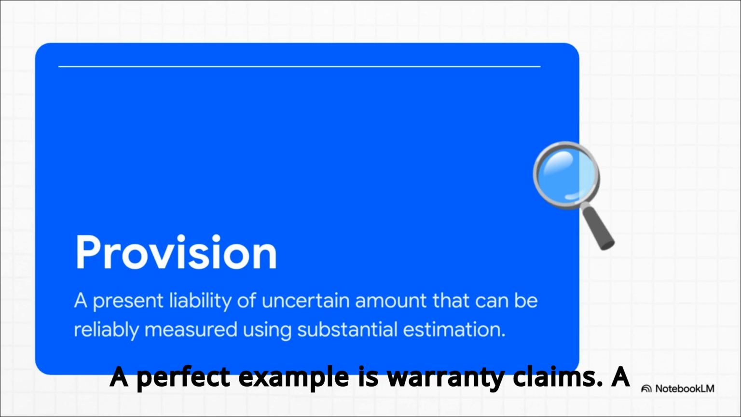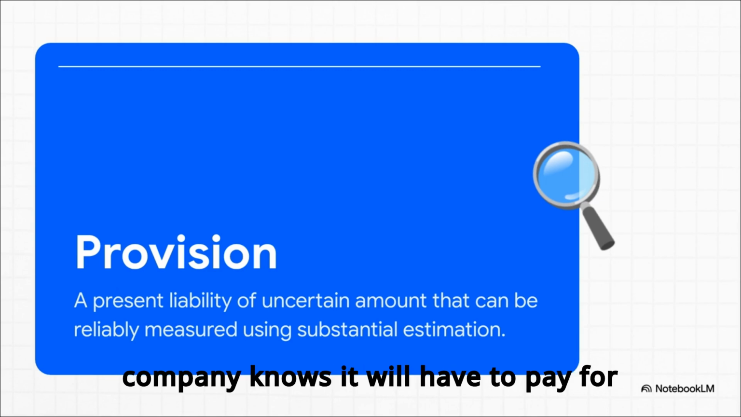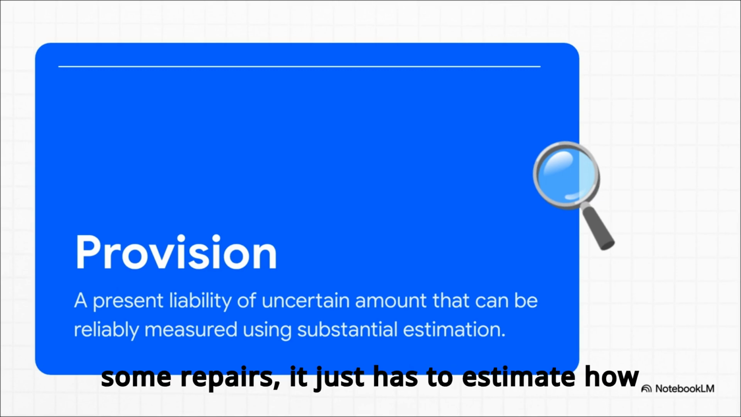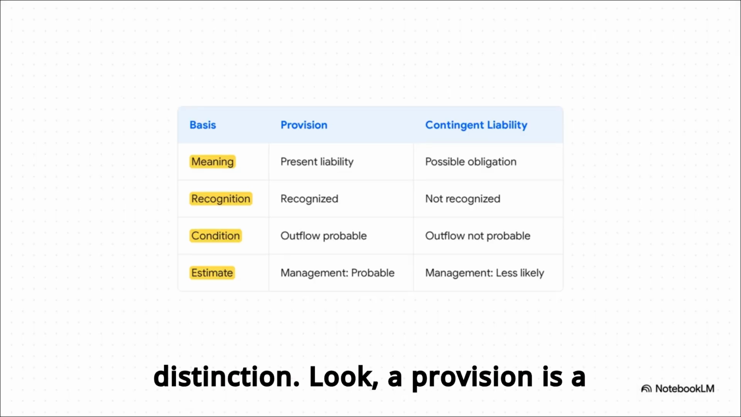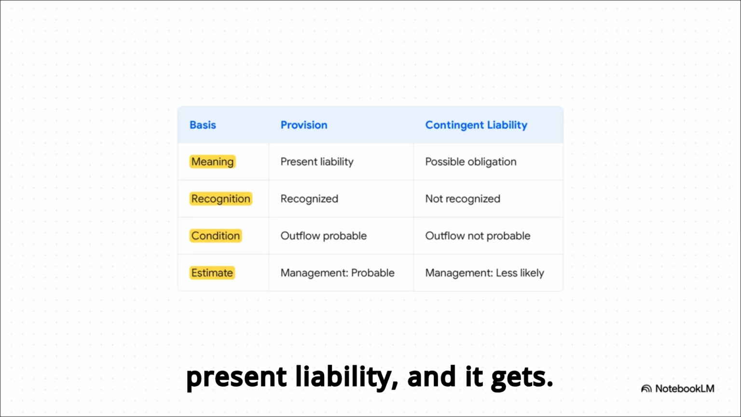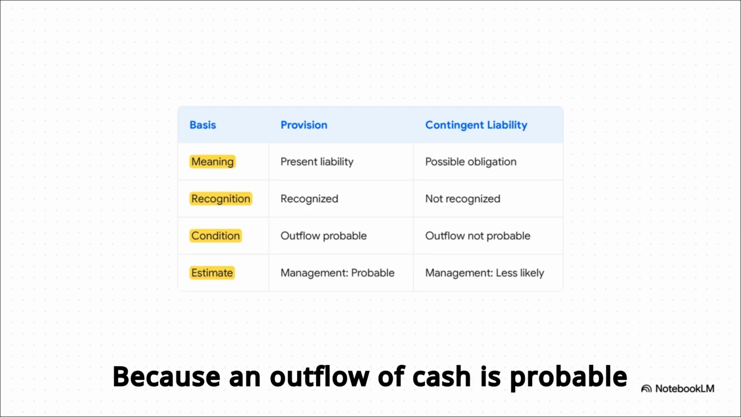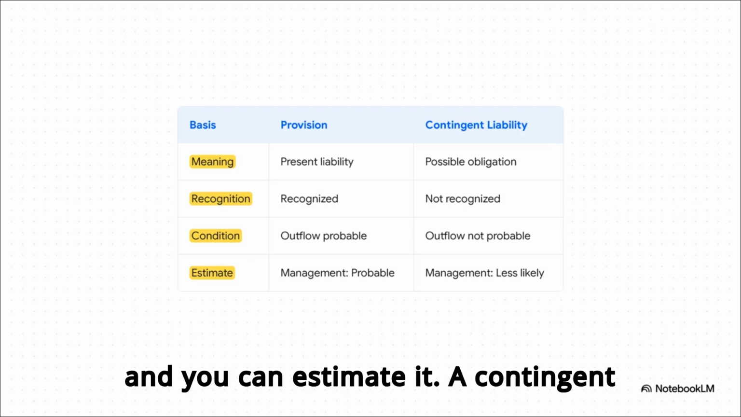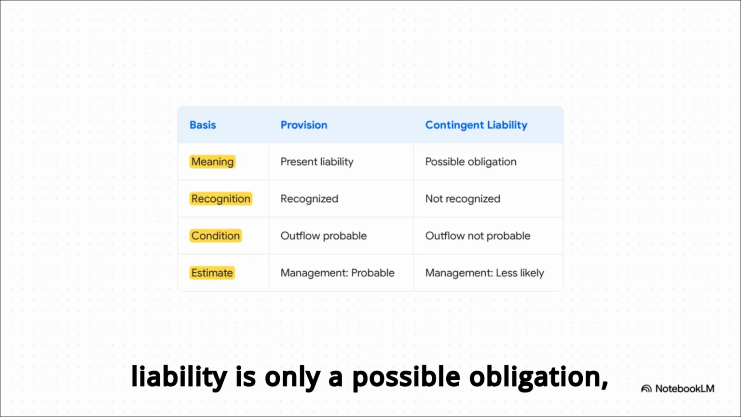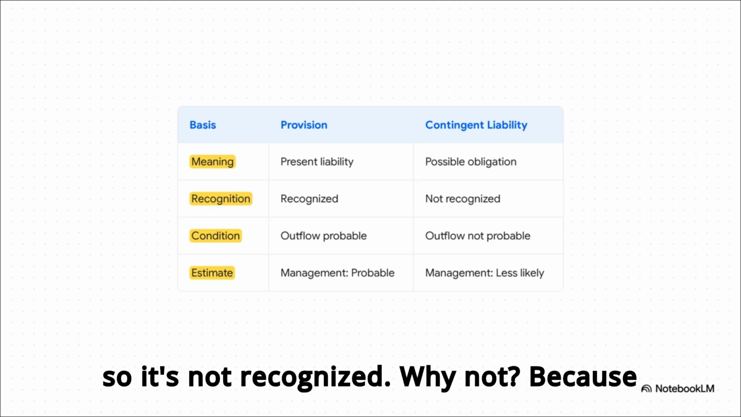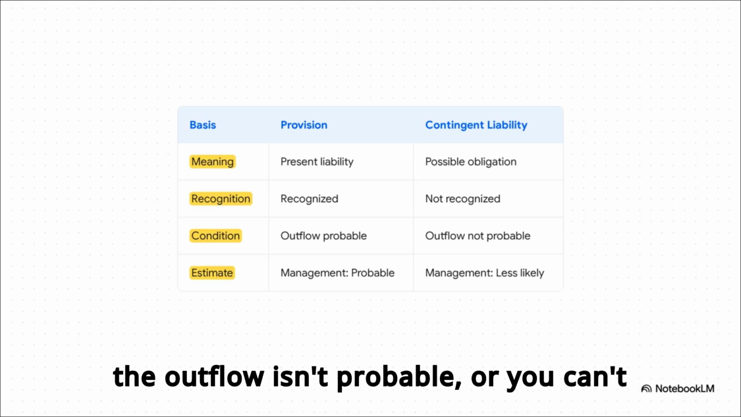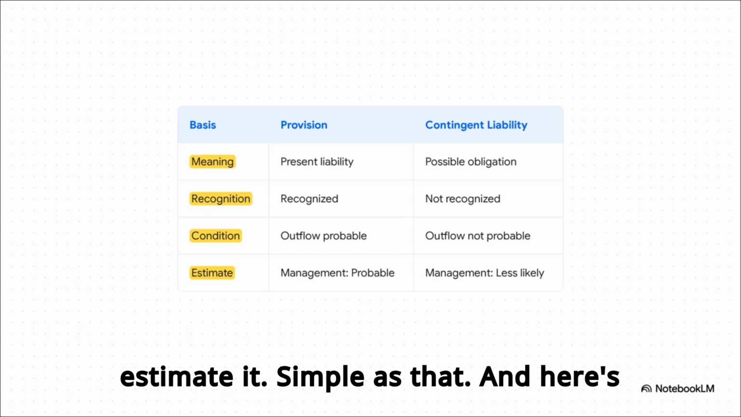A perfect example is warranty claims. A company knows it will have to pay for some repairs. It just has to estimate how much. This table just nails the distinction. Look, a provision is a present liability, and it gets recognized on the balance sheet. Why? Because an outflow of cash is probable, and you can estimate it. A contingent liability is only a possible obligation, so it's not recognized. Why not? Because the outflow isn't probable, or you can't estimate it.